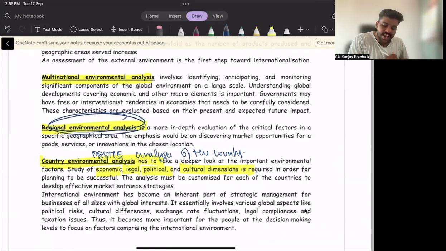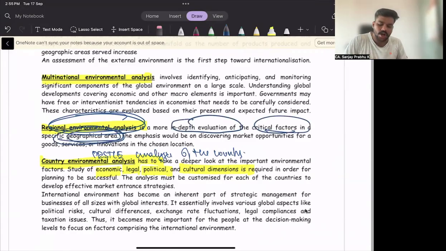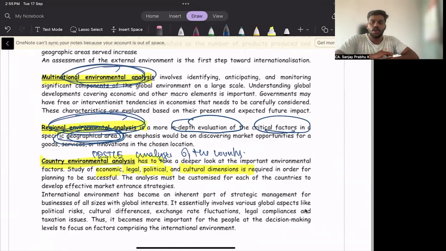Then regional analysis. I'm not talking about a country. I'm talking about a particular region. Say for example, European countries, Asian countries, Middle East countries. So a particular region. It is an in-depth evaluation of critical factors of a specific geographical area. In-depth analysis. Then comes multinational environment, which means I'm looking at the entire world. I'm not talking about a specific country or specific region.